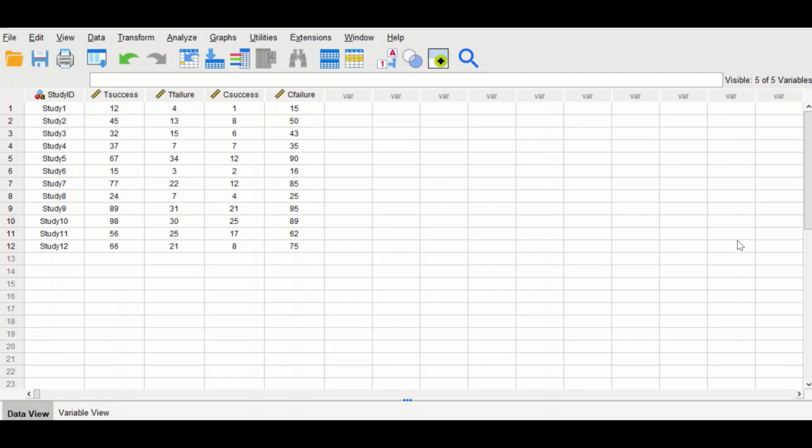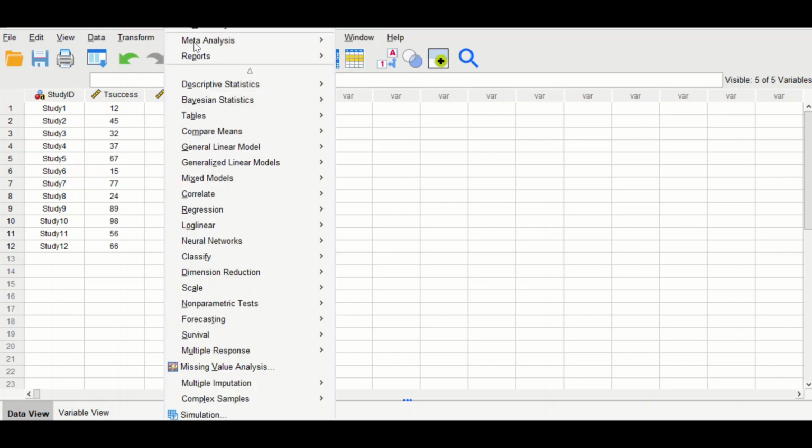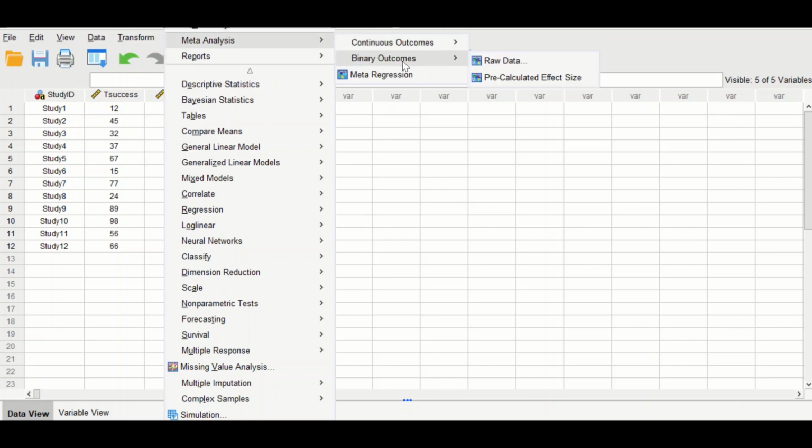And the way to do binary meta-analysis is to click on analyze and then click on meta-analysis here, and then since the outcome is binary, select the binary outcome, and since the data are raw, there is no pre-calculated effect size, we'll stick with the raw data.